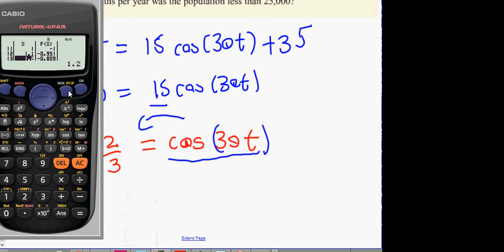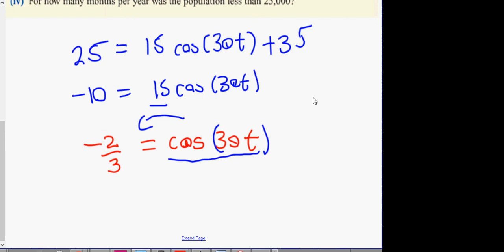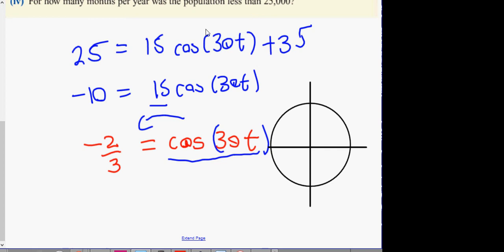Now please remember, we actually have to do this using ASTC. So this is ASTC. Now remember what we do for this. We always take the positive value. Okay, cos is negative in which two quadrants? S and T. Okay, so S and T. So what we can do next is cos inverse 2 over 3. Make sure it's in degrees mode.